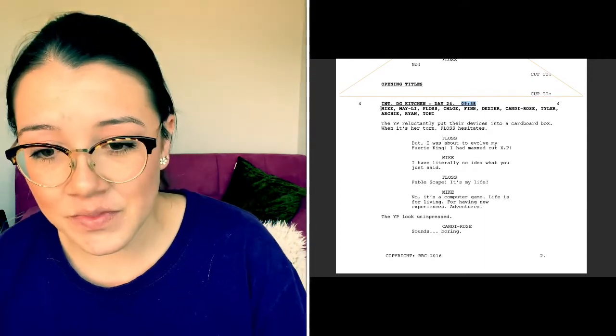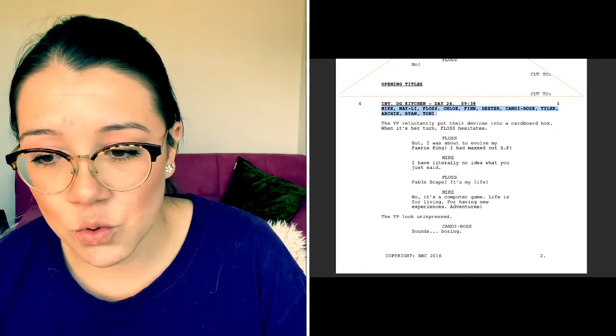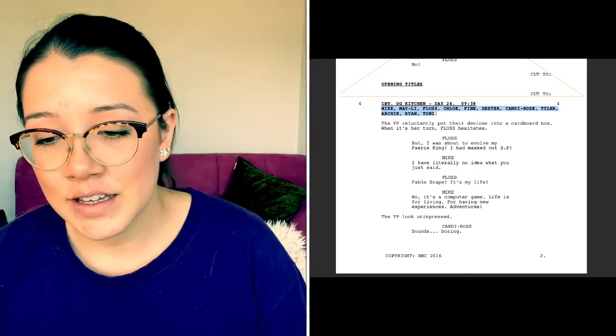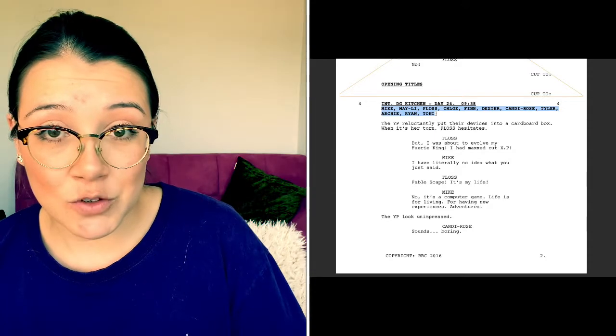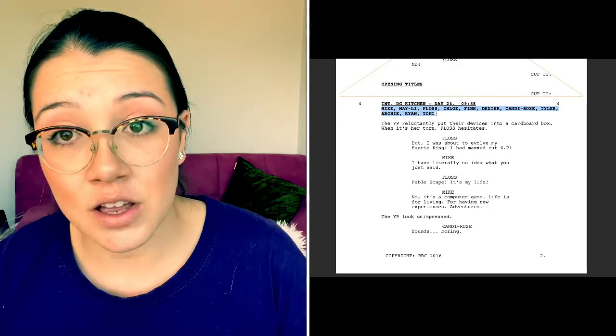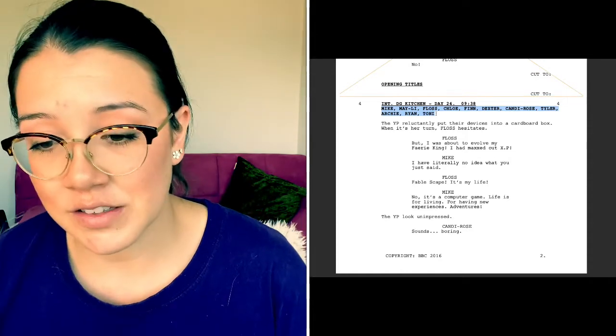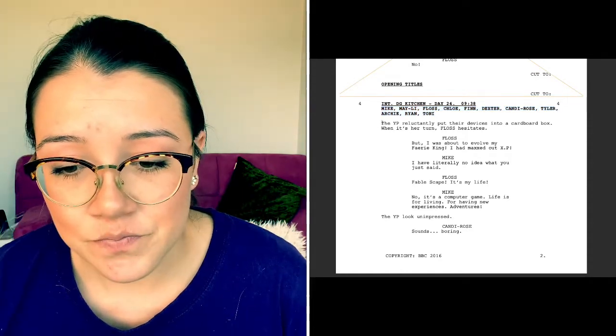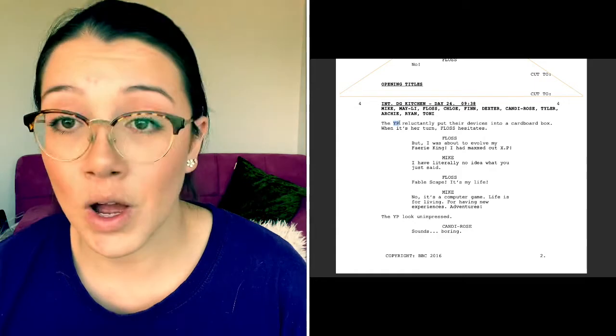So here, in capital letters, we have all the characters that are in this scene. So you could get some other people to read this with you if you want to. Again, you could just read for Floss, and I'm going to leave the Floss lines out after I've read it through the first time. So the YP means young people.